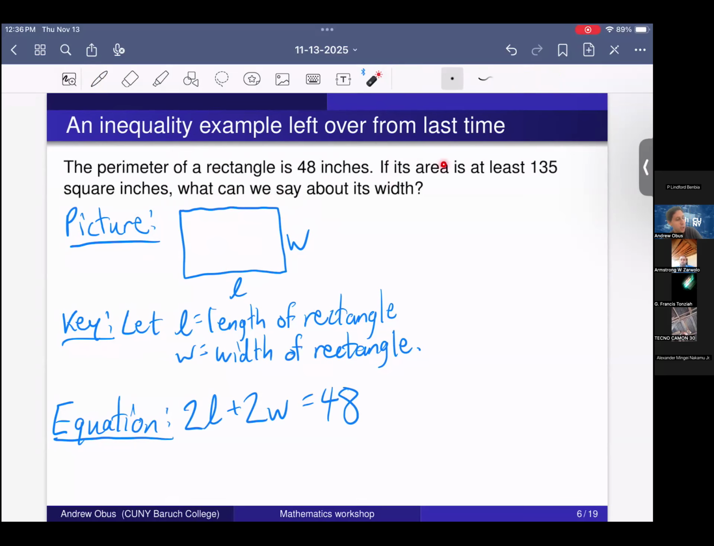And now we have the second equation. So the area is at least 135 square inches. So what do we need to write for that equation?